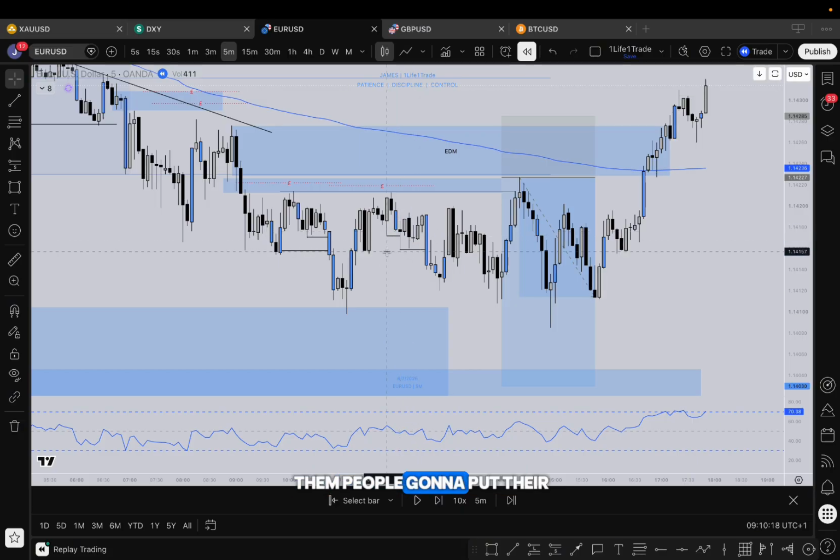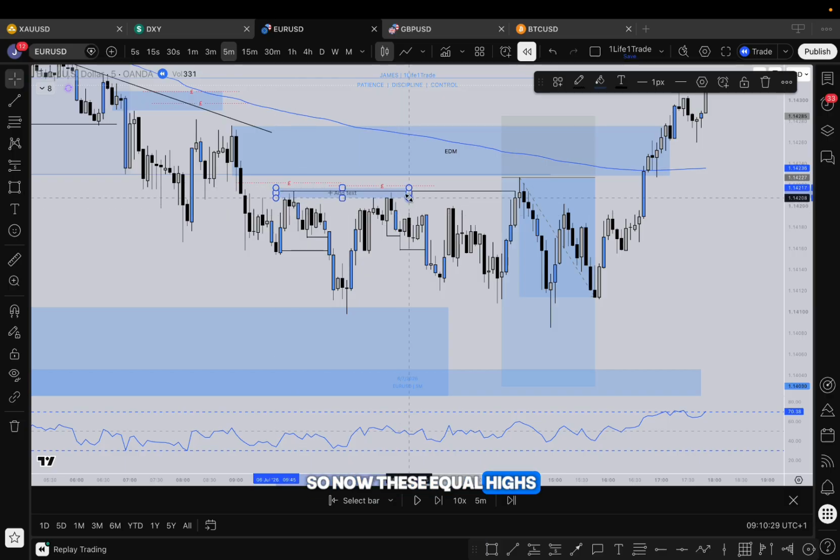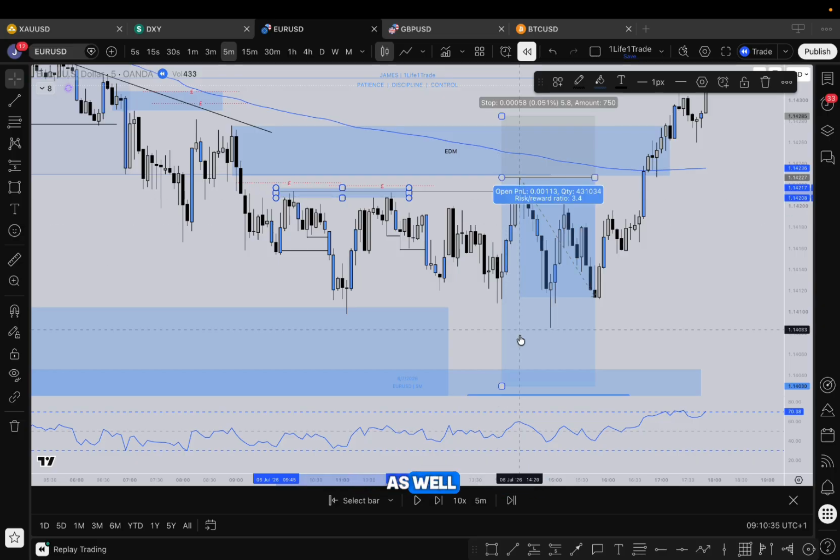So where are most of those people going to put their stop loss? Where are most of those people going to put their liquidity? Above these. Let's get rid of that imbalance box. They're going to put it above these equal highs. Now these equal highs look, for the retail trader, a bit juicy for liquidity above it. And again, I do like that as well.